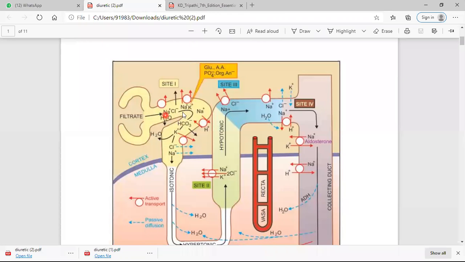Simply, you can understand that sodium and hydrogen exchange is occurring in the proximal convoluted tubule. This is the sodium, chloride and potassium co-transport system. Co-transport means they are transported together. The sodium chloride one is site 3, and sodium along with hydrogen, the sodium-hydrogen exchange, is site 4. We will discuss one by one. This part is called the medulla, and the upper part is called the cortex. So you must understand this diagram of the nephron.